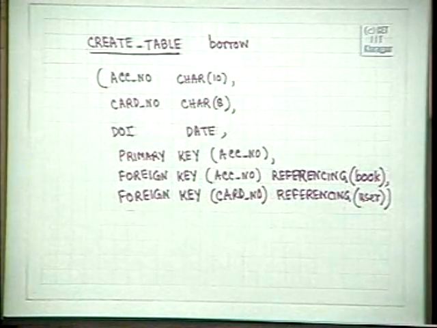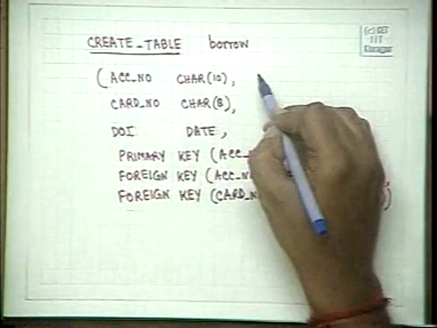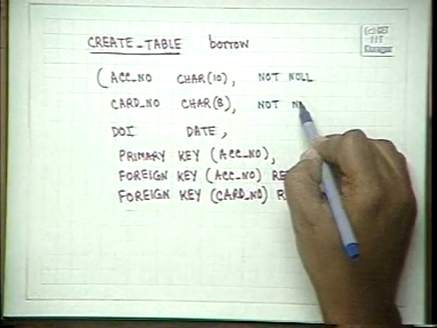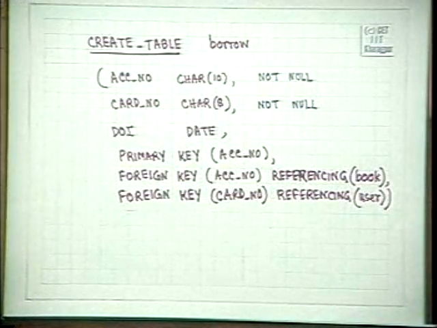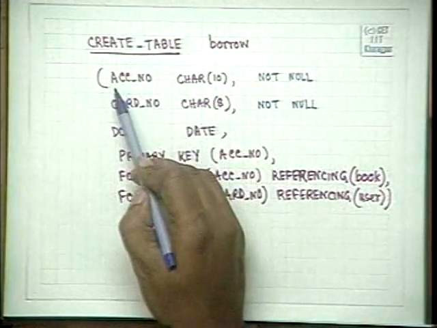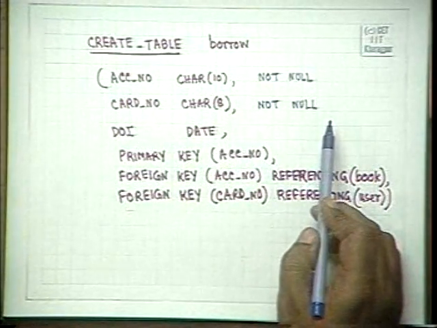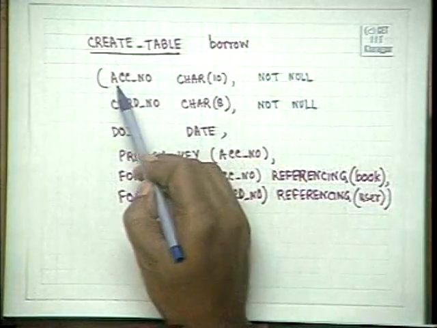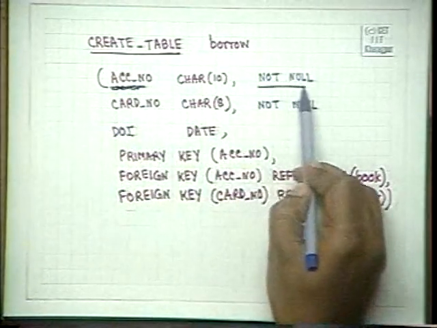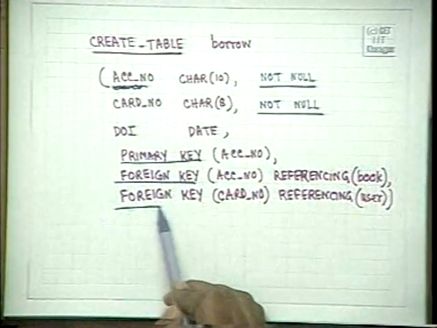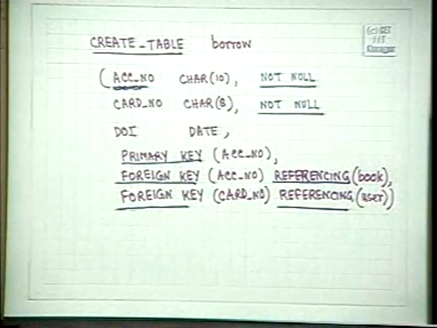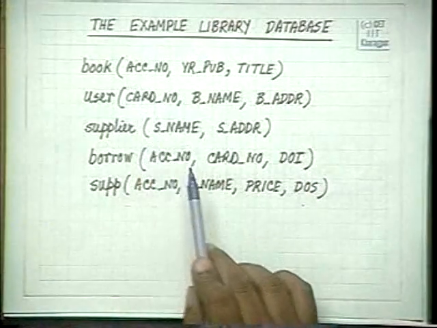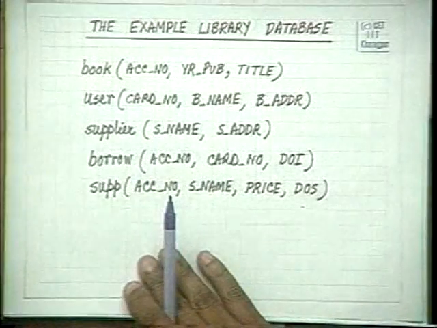and we will also have to specify the non-null attributes. For example, we cannot expect the accession number, nor can we expect the card number to be null. Maybe the date of issue may by chance be null, that may be acceptable, but obviously these two should not be null. You do not know what book has been issued, and you also do not know who has issued the book. None of them may be acceptable. So we have got to specify these, and these. So that we can do for all the attributes. We specify the type of each attribute, the primary keys, and which is null, which is non-null, and we specify all the foreign keys.